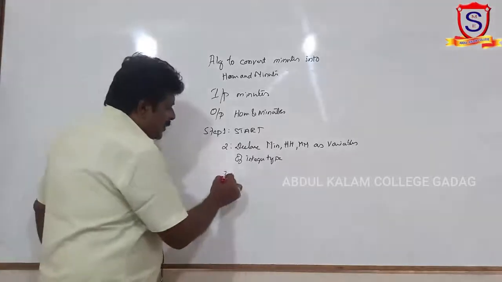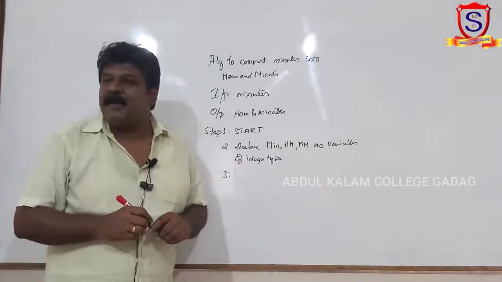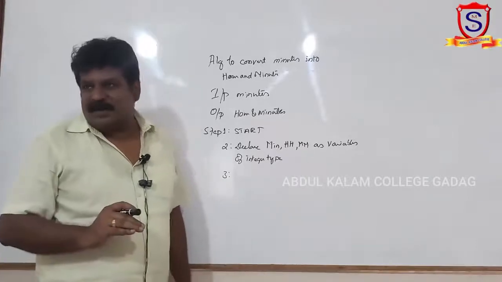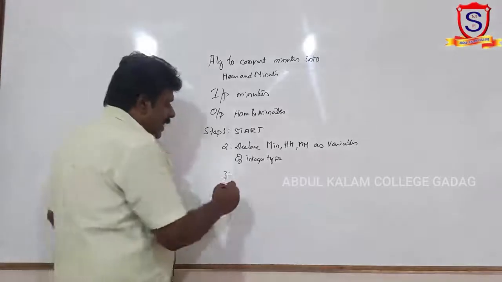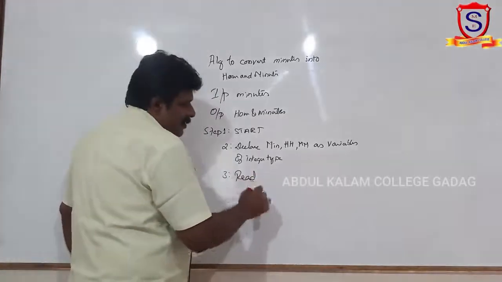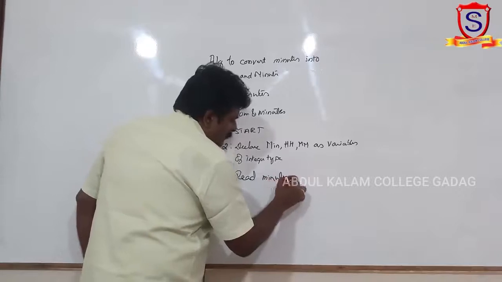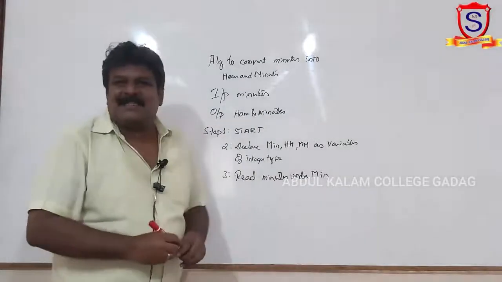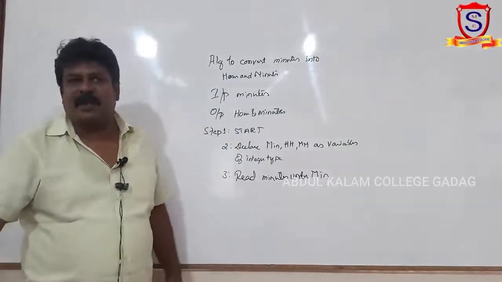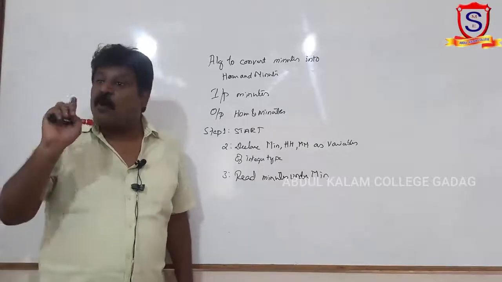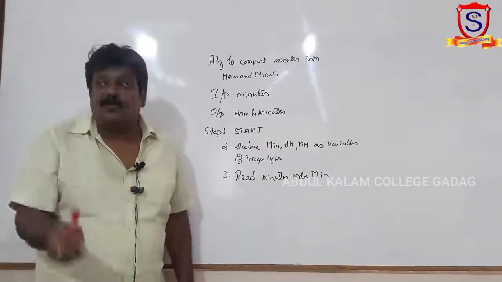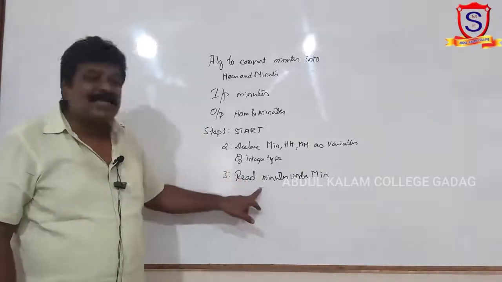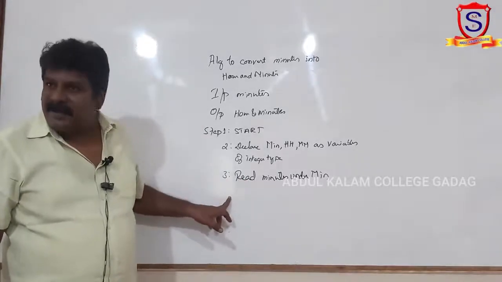Next, what I do is, in step number 3, I'll be reading minutes from the user. I don't know how many minutes he gave. So I would like to store it under the variable called as minutes, MIN. So what do I do is, I say read minutes under min. What exactly this instruction means is, I'm giving an instruction to the computer to read one value from the user, and that should be stored under the variable called as min. This is the instruction which has been given to the computer in step number 3.